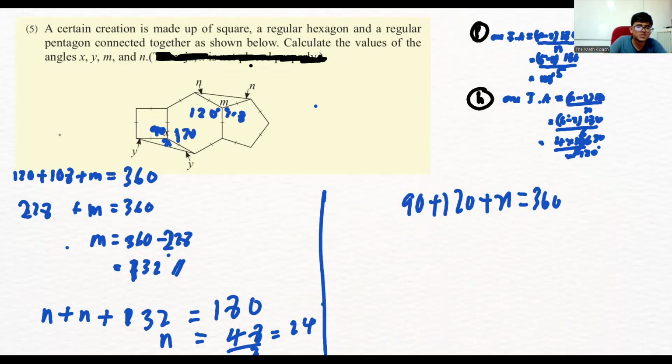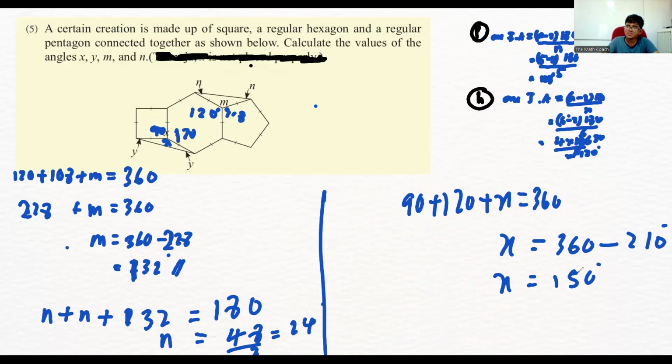So we can get x equals how much? x equals 360 minus, okay, how much is this? 120, 190, 200, 210. So 210 degrees. So x equals 150 degrees. Yep. So x is 150 degrees.